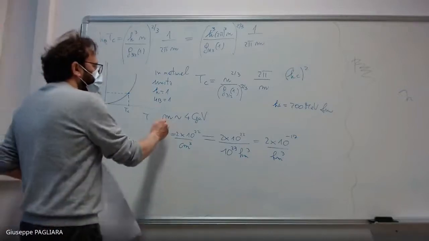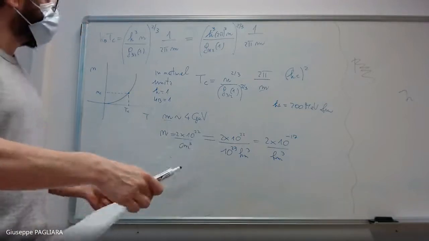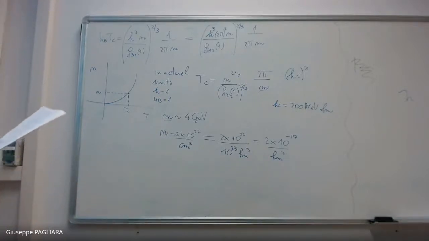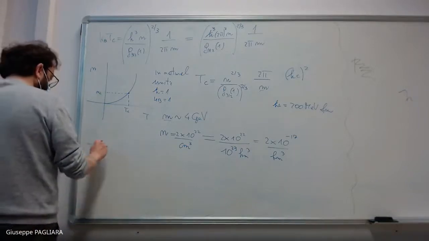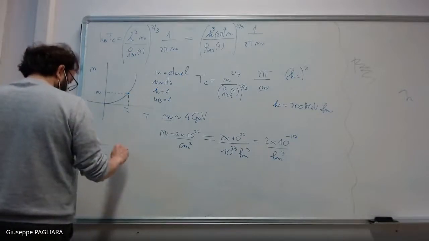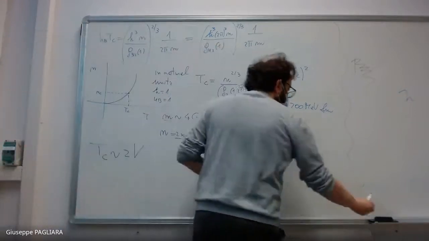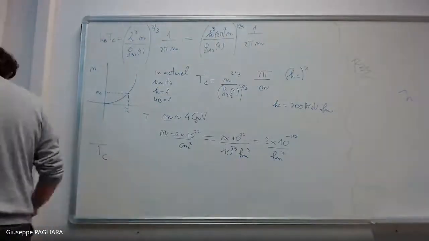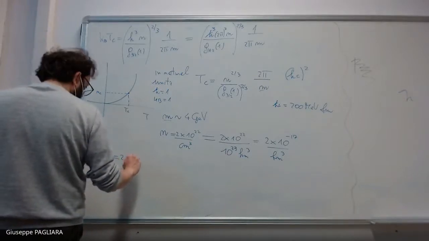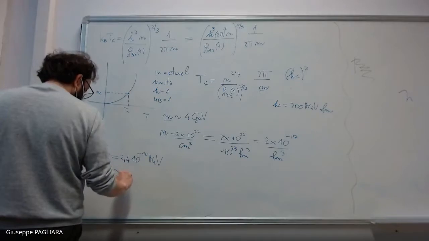And I just need to put instead of m, 4 GeV. And if you do the calculation, I do it in natural units because I'm used to it, but you can use another system. And we get that T_C is of the order of 2 Kelvin. Well, actually, with these numbers, let me write the correct result: it is 2.4 times 10 to the minus 10 MeV, which is almost equal to 2.4 Kelvin.